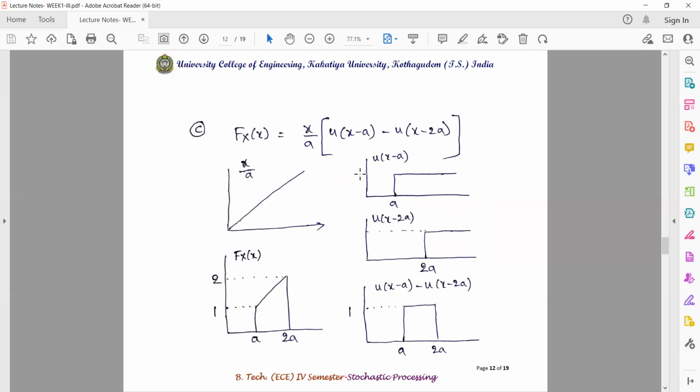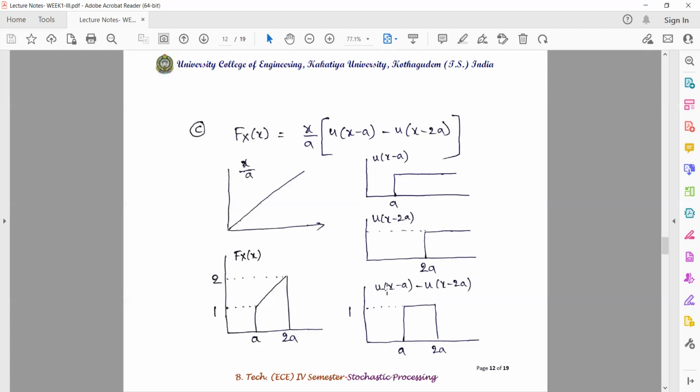So you can see the plots here. This one is u of x minus a. Second one is u of x minus 2a. Subtraction of these two: between 0 to a, 0 minus 0, 0. From a to 2a, the first is 1 and the second is 0, so 1 minus 0, 1. From 2a to infinity, both are 1, so 1 minus 1, 0. So it's a simple rectangular pulse between a to 2a with magnitude 1.